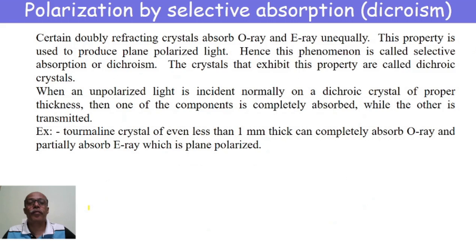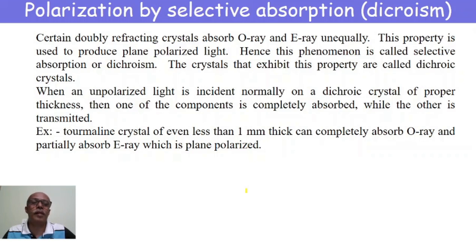Good morning. Now we are discussing a topic, polarization by selective absorption. This is one of the methods of producing plane polarized light. Certain crystals, the doubly refracting crystals, can absorb ordinary and extraordinary rays unequally. They have the ability to absorb the ordinary ray and extraordinary ray unequally, and this property is utilized in order to produce plane polarized light.